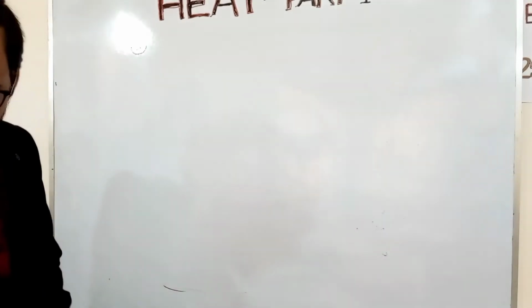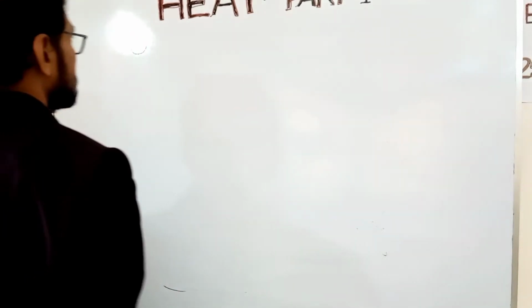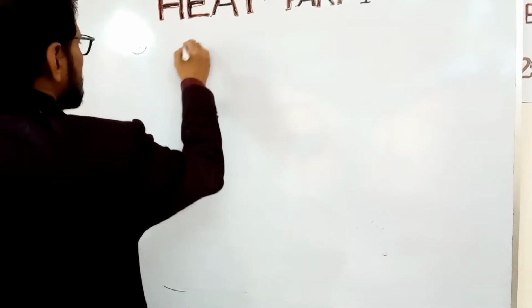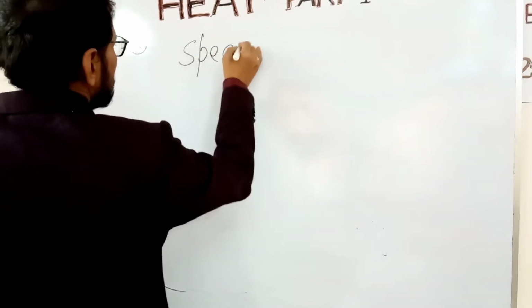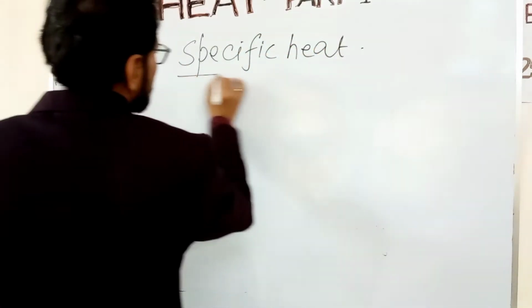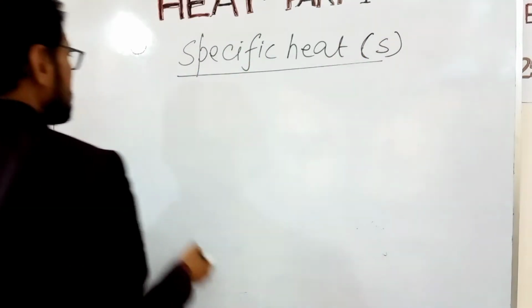Now we define some important terms related to heat and temperature. The first term is specific heat, a very important term. What is specific heat? It is denoted by s or c.